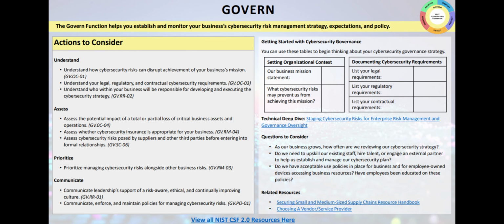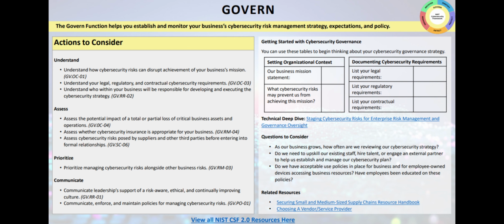The govern function helps you establish and monitor your business's cybersecurity risk management strategy, expectations, and policy. Understand how cybersecurity risks can disrupt achievement of your business's mission. Understand your legal, regulatory, and contractual cybersecurity requirements. Understand who within your business will be responsible for developing and executing the cybersecurity strategy. Assess the potential impact of a total or partial loss of critical business assets and operations.